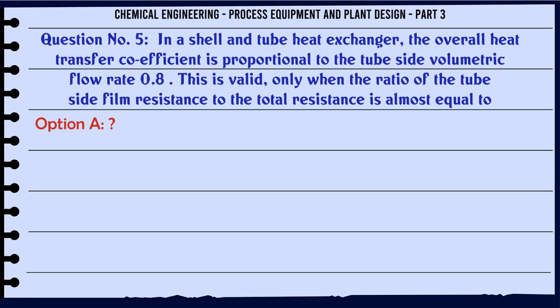In a shell and tube heat exchanger, the overall heat transfer coefficient is proportional to the tube side volumetric flow rate to the power 0.8. This is valid only when the ratio of the tube side film resistance to the total resistance is almost equal to A 0, B 1, C 0.8, D 2. The correct answer is 1.